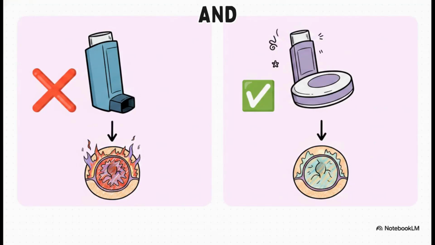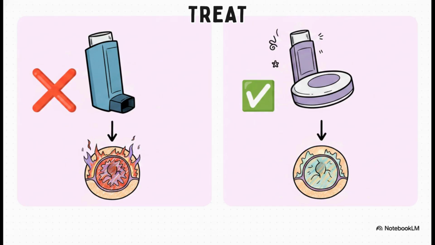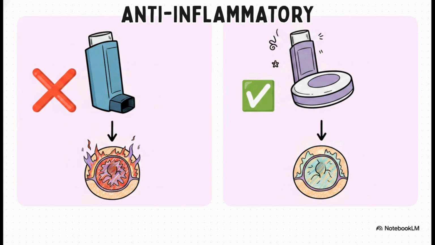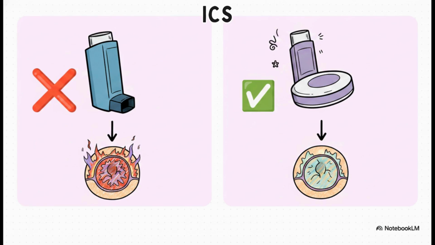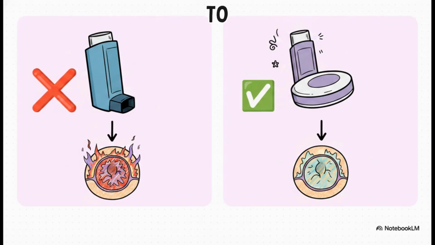Now, shifting gears and applying these exact same clearance concepts to the 2026 GINA asthma guidelines, we're seeing a massive paradigm shift. For years, the standard was an over-reliance on SABAs, short-acting beta agonists for quick relief, but that led to dangerous tissue accumulation. The new 2026 standard completely flips the script. We now treat asthma primarily as an inflammatory disease, mandating anti-inflammatory reliever therapy, specifically ICS formoterol, to prevent exacerbations rather than just helplessly reacting to them.